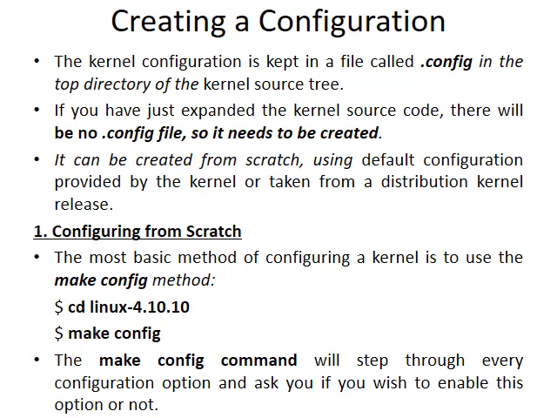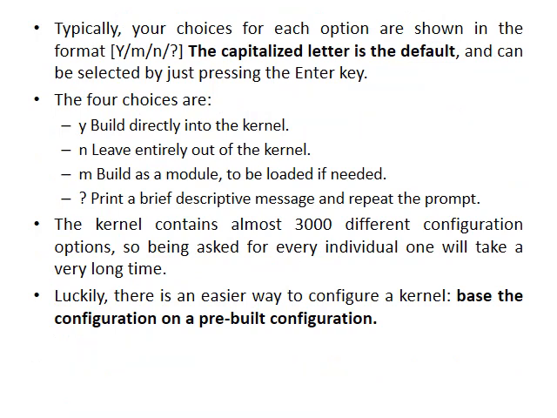We have to change our directory to the particular Linux distribution as cd linux-4.10.10. After that, we have to give the command for configuration, that is make config. The make config command will step through every configuration option and ask if you wish to enable this option or not. The following multiple options will be there: Y, M and N. Y is build directly into the kernel, N leave entirely out of the kernel, and M is build them as a module to be loaded if needed.